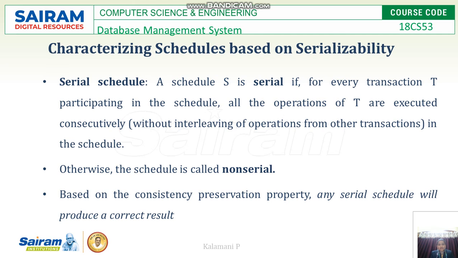From the name itself, it's a serial schedule. A schedule S is called a serial schedule if for every transaction T participating in the schedule, all the operations of T are executed consecutively in the schedule without interleaving. So, suppose we have a schedule with two transactions T1 and T2, then first either T1 will be completed completely, then T2 will be performed, or T2 will be performed completely, then T1 will be executed. Then the schedule is called a serial schedule. Otherwise, it is called a non-serial schedule.